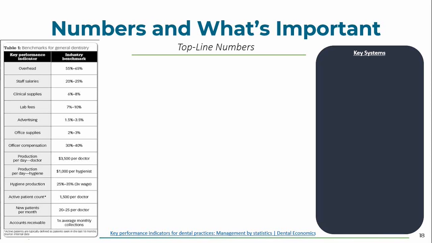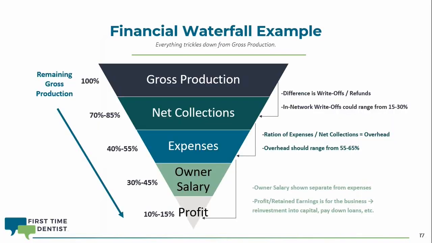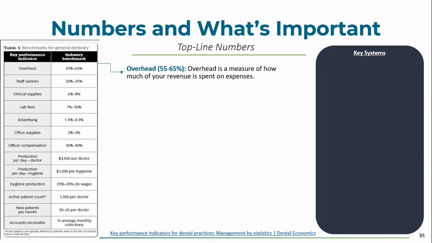Some of these are important, some of these are less important than others. Advertising, lab fees. Okay, sure. I mean, you're talking 3, 5, 10%, whatever. I think the important ones that I want to call out are, number one, overhead. We already talked about that, 55 to 60%. This is a measure of how much of your revenue, which is your net collections, you're actually taking home.